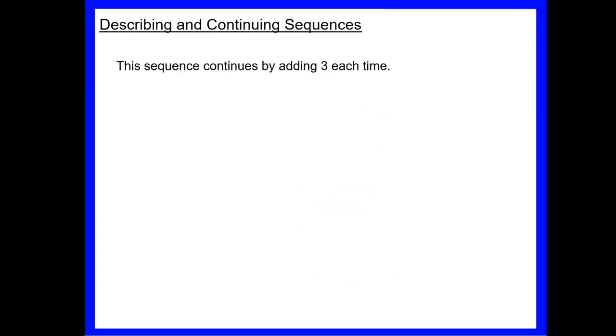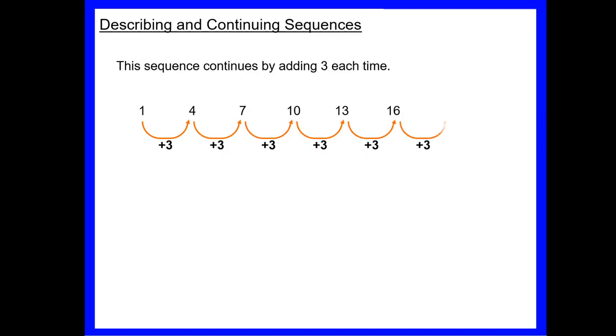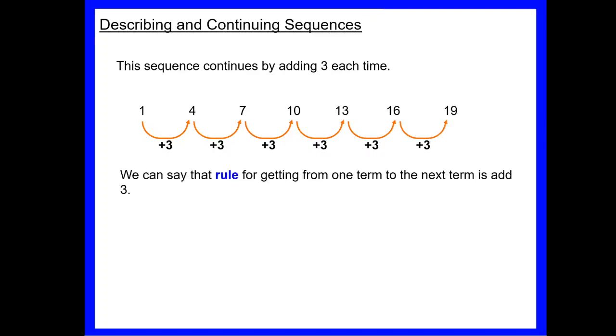Okay, so lots of sequences don't have their own special name, so we can describe them by describing a rule. So this sequence, we add 3 each time. So we started with 1, we added 3 and got 4. If we add 3, we get 7, we add 3, we get 10, and we can keep doing that as much as we want to. So we say the rule for this sequence from getting from one term to the next, so remember from the first term to the second term and the second to the third, the rule is add 3.